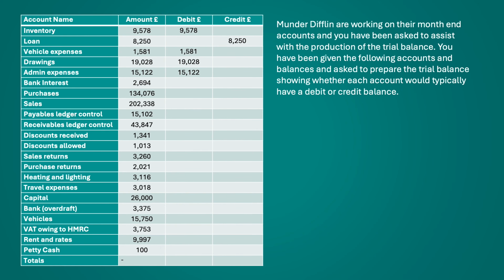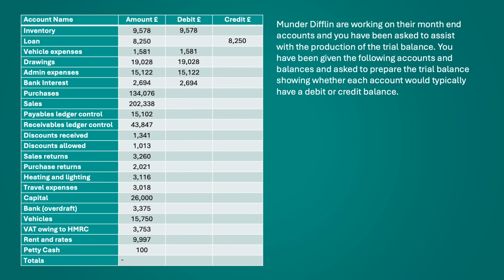Bank interest is classified as an expense to the business, often associated with the cost of borrowing money. As it's an expense, it would have a debit balance. Worth noting that if this was bank interest received though, it would be classified as income and therefore a credit, but as it doesn't say received, we can safely assume that this is bank interest paid.